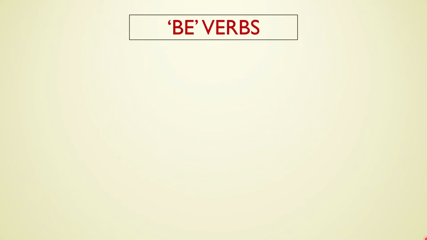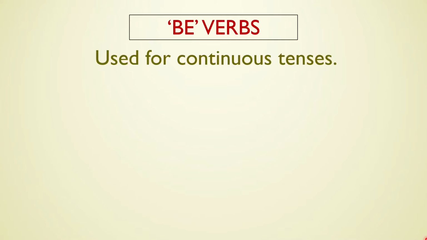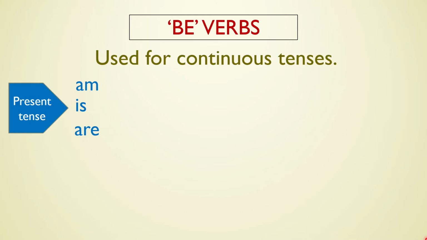At first, let us know about be verbs. Be verbs are used for continuous tenses. They are am, is, are. Am, is, are are used for present tense. We use am with I. You know persons or pronouns. So we use am with I: I am.